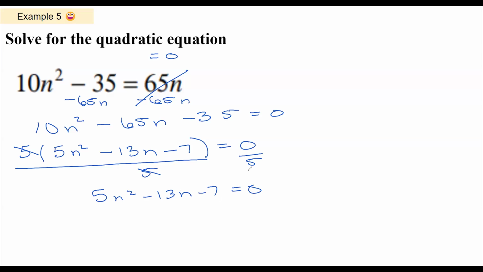Now, this is where it starts to get fun. Ms. Vasquez, we don't have that leading coefficient equal to 1. Do we know how to factor this? Yes, we said we can use the Power Ranger method. So, two numbers that multiply to negative 35 and add up to negative 13.